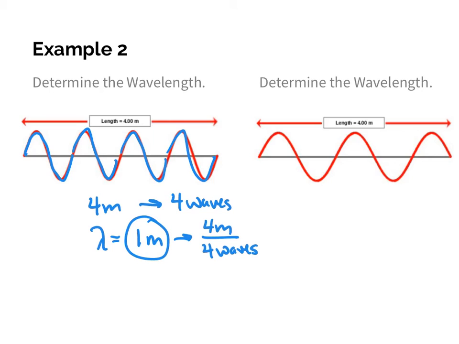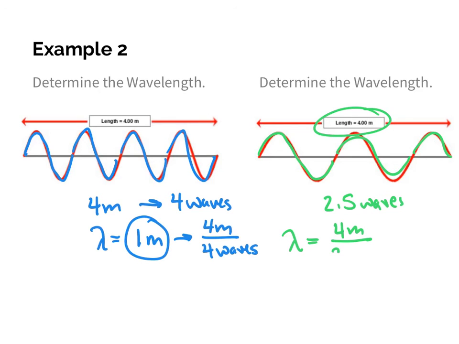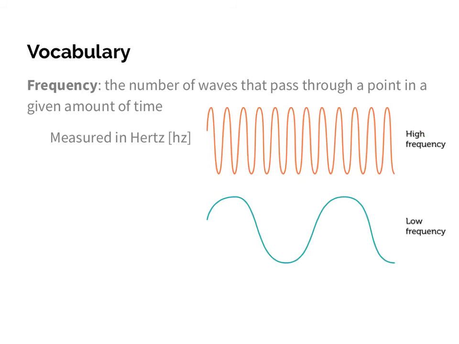If I look at this next one, this one's a little bit sassier, but I have here 1, 2, 2.5 waves in this length of 4 meters. So if I want to find the wavelength, I'm going to take the distance of 4 meters, which is still the same, and divide it by the number of waves, which is 2.5 waves, and that will give me the wavelength, which in this case is 1.6 meters. Okay, so wavelength is just the length of one complete wave, which we can find if we know the number of waves within a given medium as well as the length of that medium. Okie dokie, artichokes.